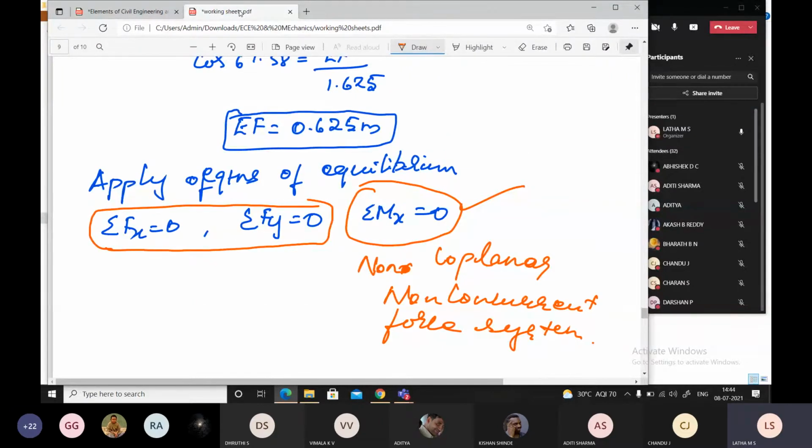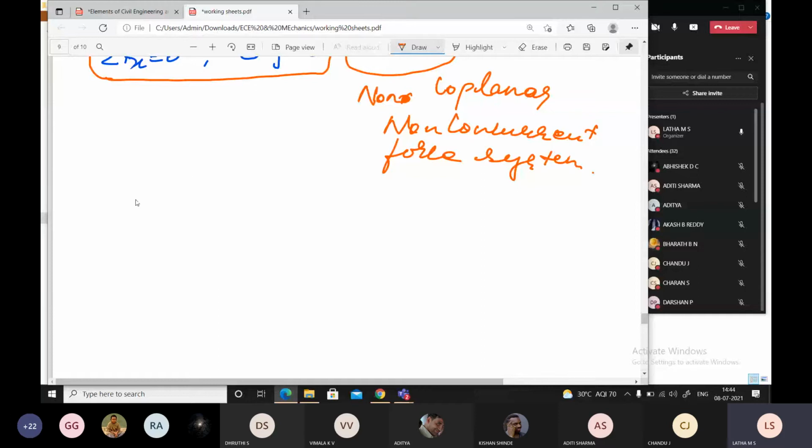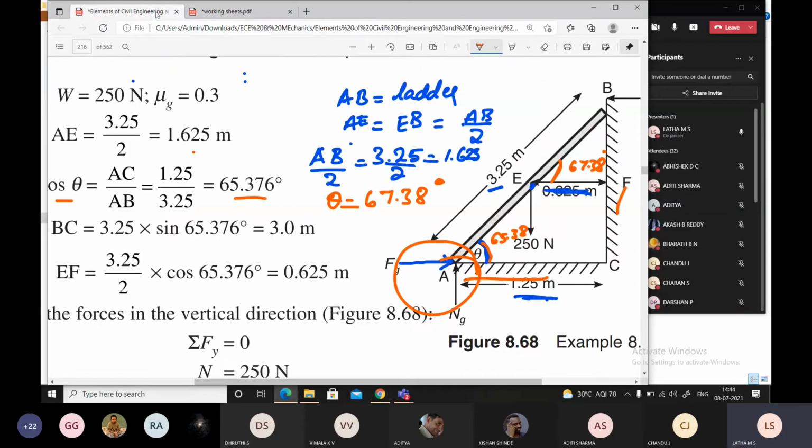Now how to proceed? Please listen to this very carefully. At first I'll not touch upon sigma Fx and sigma Fy. I'll directly move on with the equation sigma Mx equals 0. What should be this x point is a big question now. I have to identify what should be the x point.